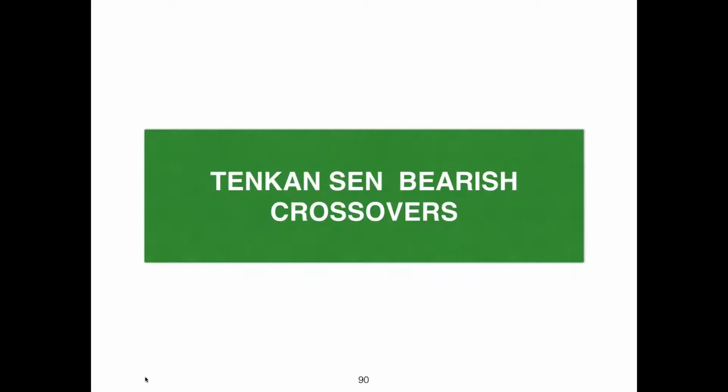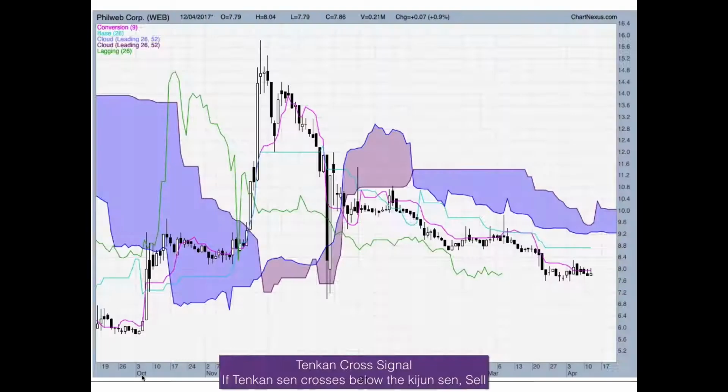Now let's talk about Tenkan-sen bearish crossovers. A bearish signal occurs when the Tenkan-sen crosses from above to below the Kijun-sen. When this happens, sell. This is the web chart. It produced a bearish signal when the Tenkan-sen crossed from above the Kijun-sen to below the Kijun-sen. After this, prices dropped dramatically, and the price crossing below the Kumo confirms this bearishness.